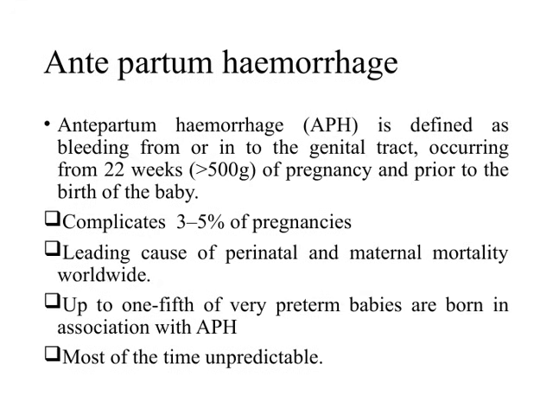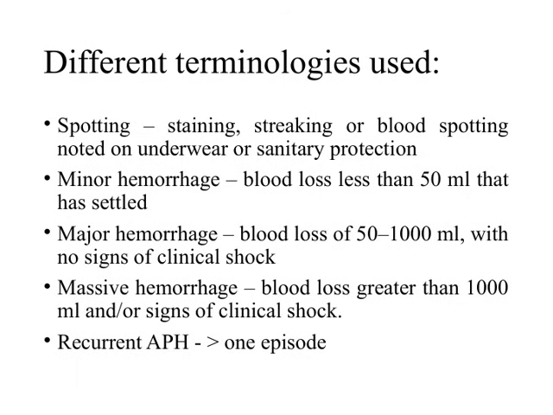It's also worth noting that up to 1/5 of very preterm babies, so those born quite early, are born in connection with APH. This highlights how unpredictable and potentially severe this condition can be. Most of the time, APH is unpredictable, which makes it challenging to anticipate and manage. Recognizing its significance helps us understand why close monitoring during pregnancy is so vital to improve outcomes for both mother and child.